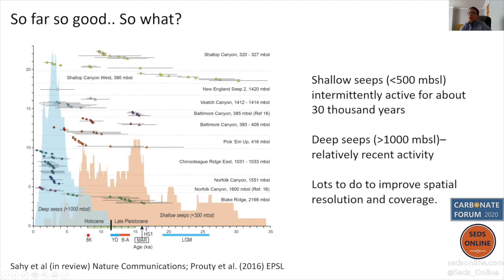The deep seeps are also quite interesting. They seem to start around 10,000 years ago, and then activity really picks up about 5,000 years ago. Now, these seeps are within the hydrate stability zone. They are therefore unlikely to be associated with significant hydrate dissociation. They are all, however, connected to erosional features.